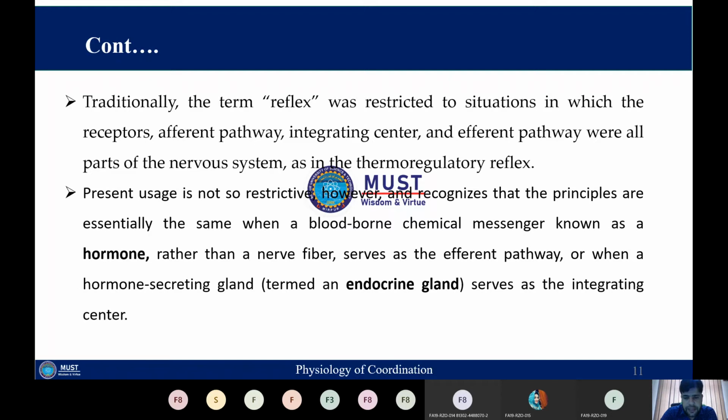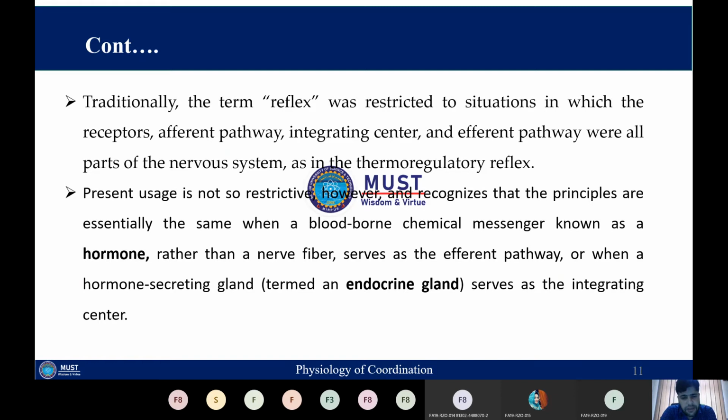So in this case, a hormone-secreting gland, the endocrine gland, can sometimes also serve as an integrating center. So we can't restrict the term reflex to a very traditional type of pathway, where it is initiated by a stimulus, moves via the afferent pathway towards the integrating center, and from the integrating center the information is relayed via the efferent pathway towards the effector. But we can also use it in certain other cases.